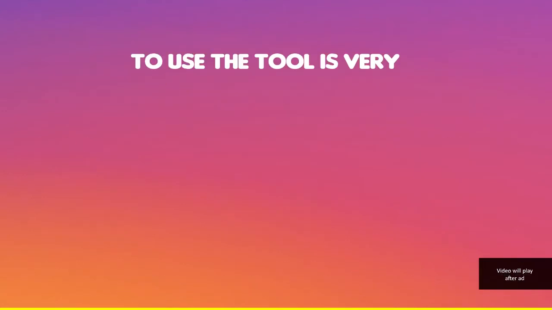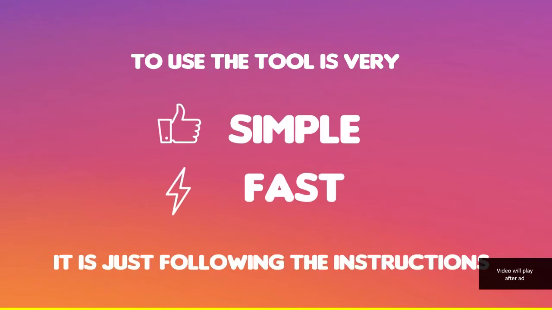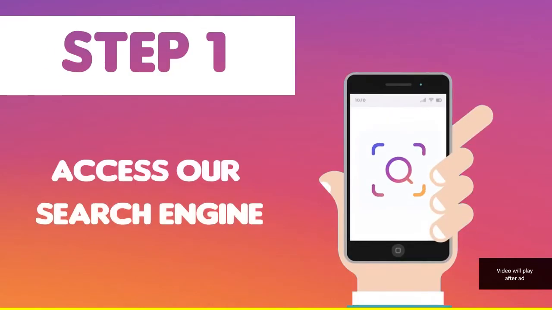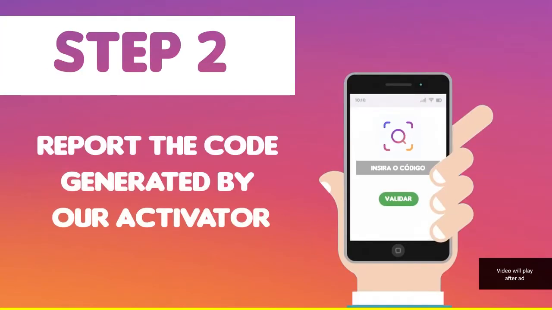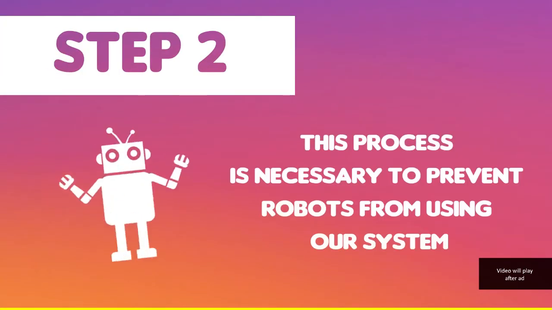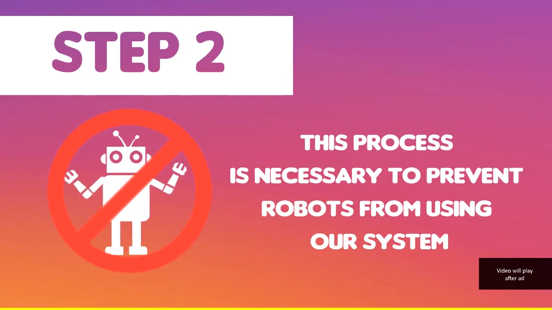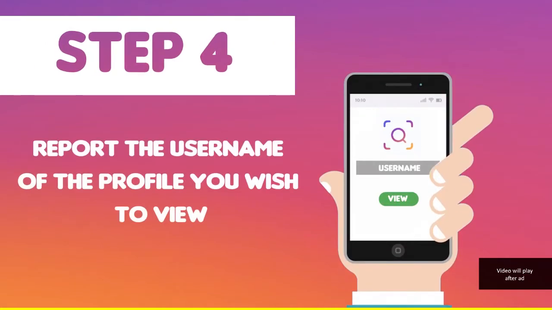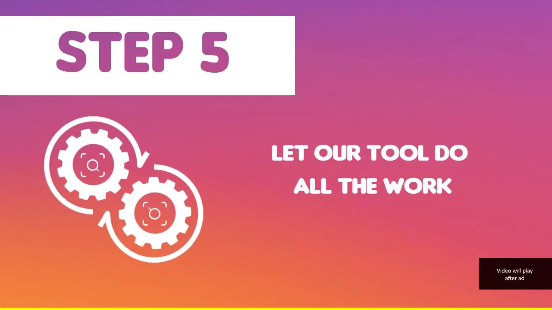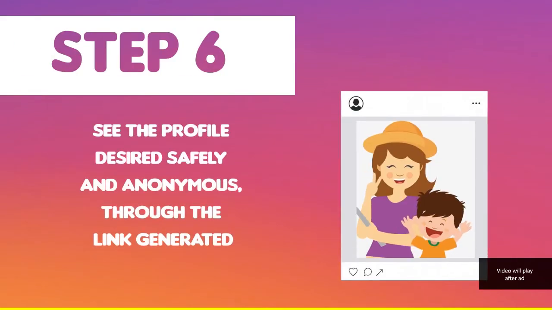To use these tools is very simple and fast. Just follow the instructions. Step 1. Access our search engine. Step 2. Report the code generated by your activator. This process is necessary to prevent robots from using our system. Step 3. Our system will validate the informed code. Report the username of the profile you wish to view. Step 5. Let our tool do all the work. Step 6. See the desired profile safely and anonymously through the generated link.